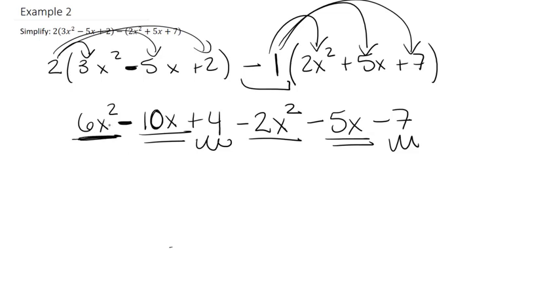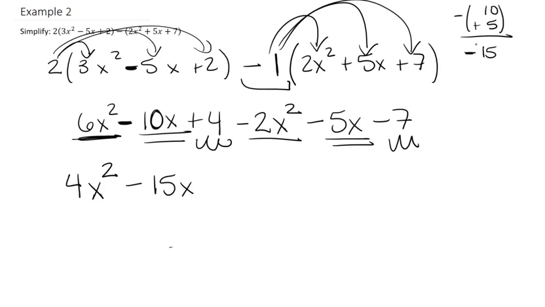So that is 6x squared minus 2x squared. So 6 minus 2 is 4. So we just have 4x squared. Next we have minus 10x minus 5x. So that's minus 15x. Because you can always think of this as, we'll leave the negative sign on the outside, so you got 10 plus 5 is 15, but because both are negative, we keep the negative sign.